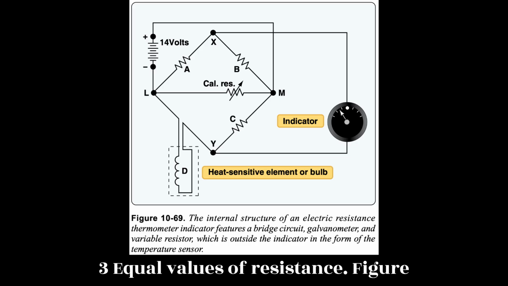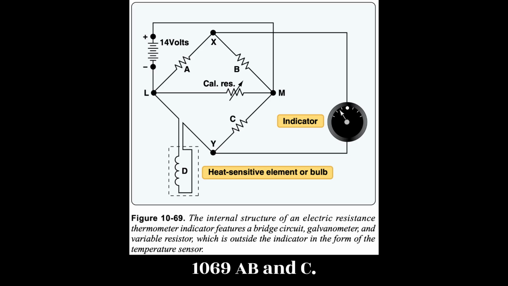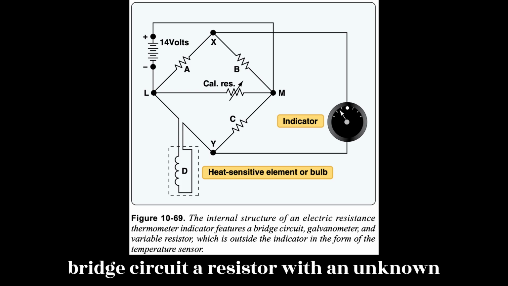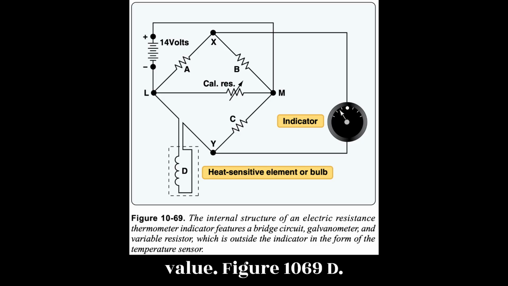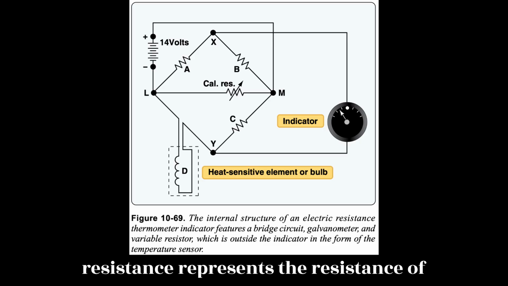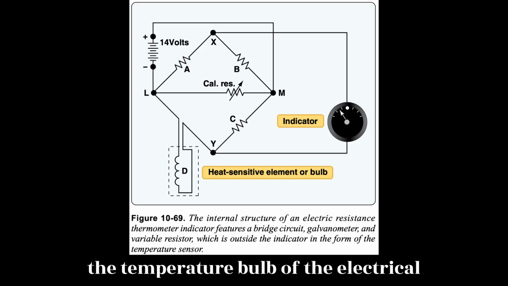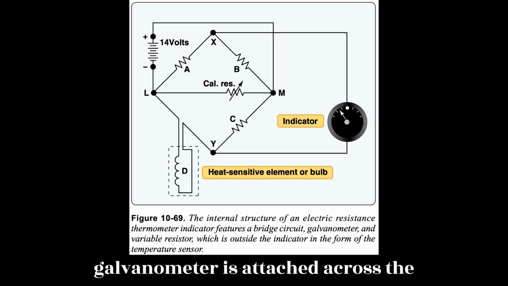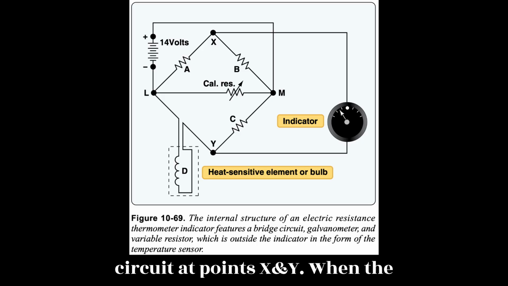Three equal values of resistance, Figure 10.69a, b, and c, are connected into a diamond-shaped bridge circuit. A resistor with an unknown value, Figure 10.69d, is also part of the circuit. The unknown resistance represents the resistance of the temperature bulb of the electrical resistance thermometer system. A galvanometer is attached across the circuit at points X and Y.